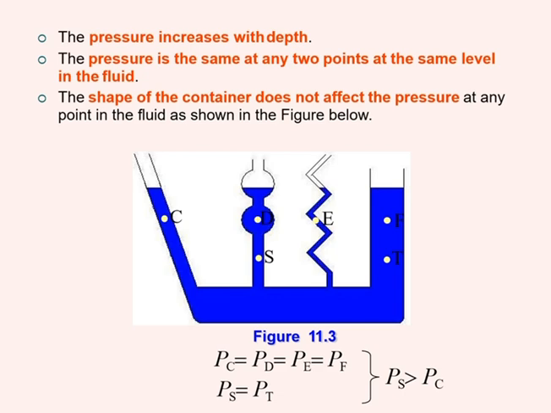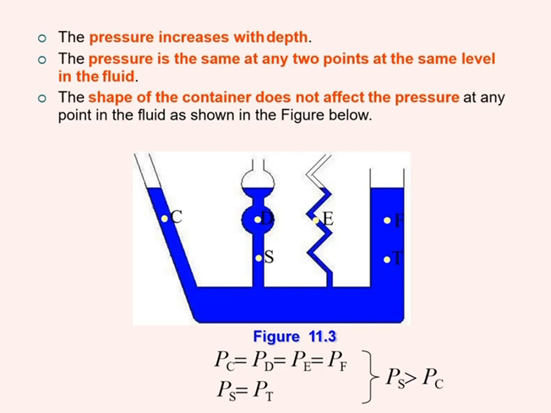Next, the shape of the container does not affect pressure at any point of the fluid, as shown in the figure below. The pressure at a specific depth is determined solely by the depth of the fluid and the fluid density, not by the shape or size of the container. Therefore, whether the container is wide or narrow, the pressure at a specific depth remains the same as long as the height of the fluid above the point is the same.